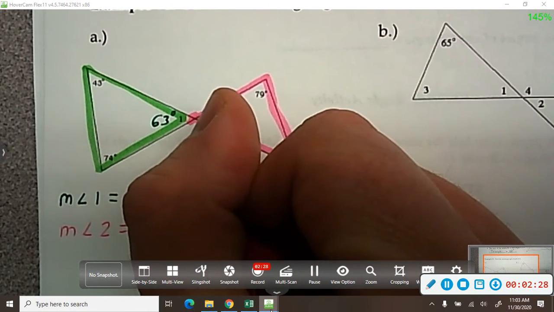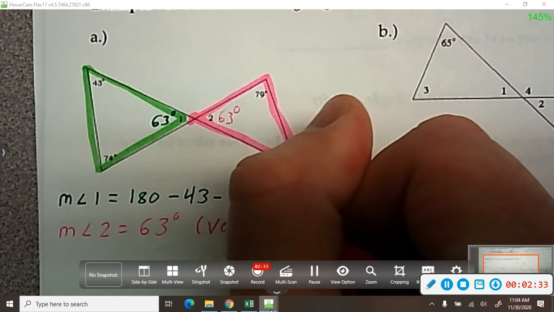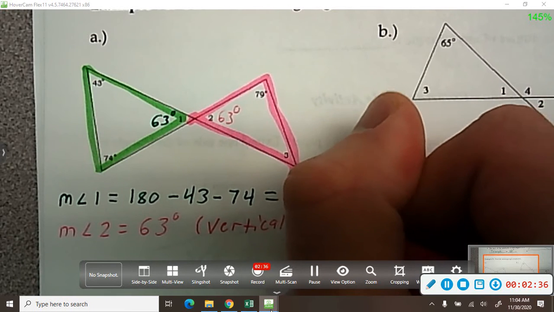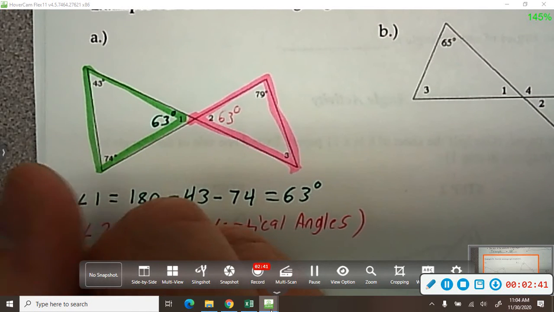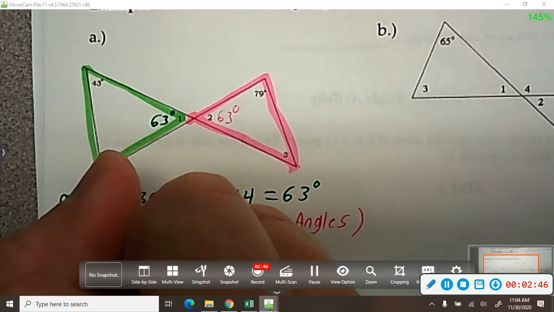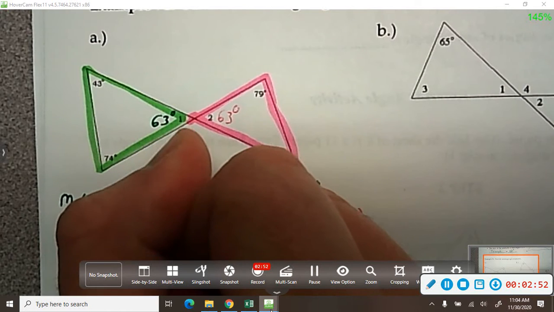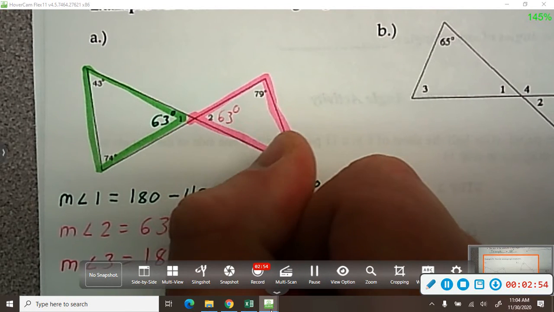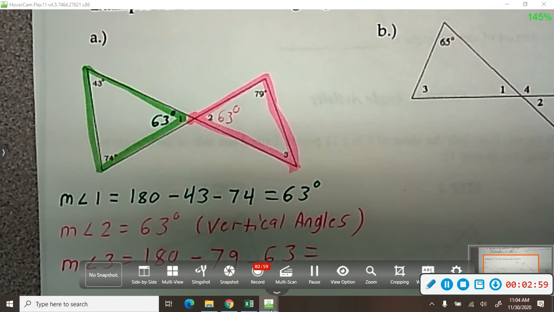And I could say by the vertical angle theorem, if I wanted to, I'll just put vertical angles. And then to find the measure of angle 3, I would take 180 minus 79 minus 63. See what that is. And that's 38 degrees.